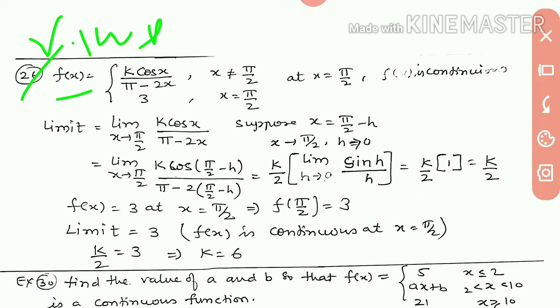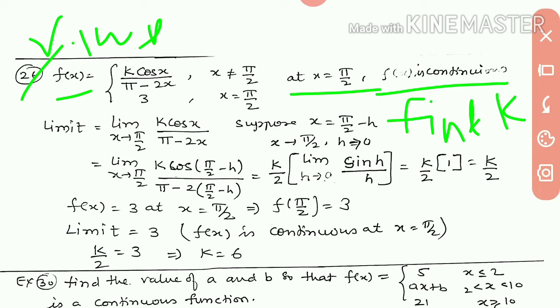Look here, f(x) is given to you: k cos x upon pi minus 2x when x is not equal to pi by 2, and 3 when x is equal to pi by 2. The function is continuous. You have to find the value of k.